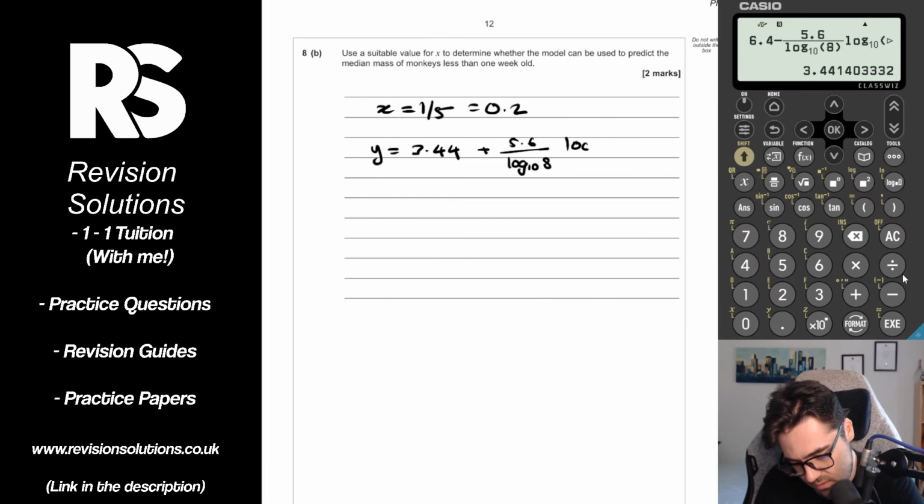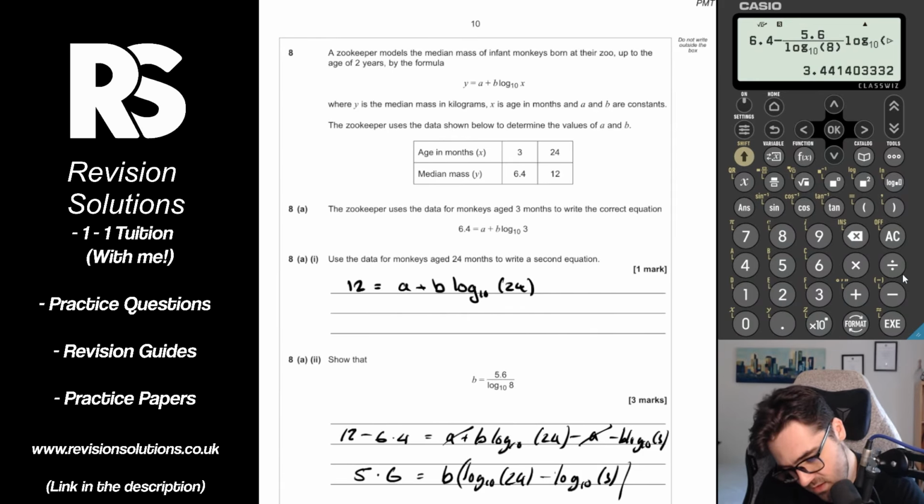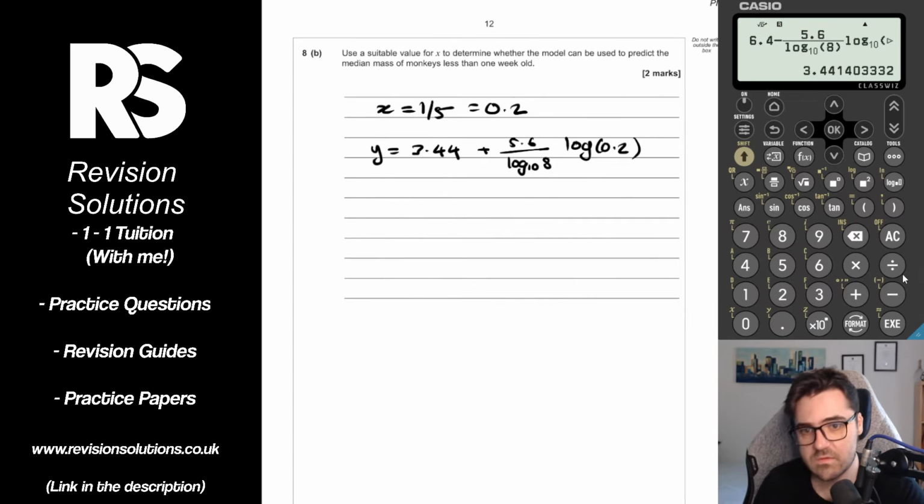Times log of 0.2. It was log of x, wasn't it? Let's just check. Yes. Cool, so let's use that now. So I've already got this 3.44 stored. Actually, let's write it out again. 3.44 plus 5.6 over log base 10 of 8 times log base 10 of 0.2.